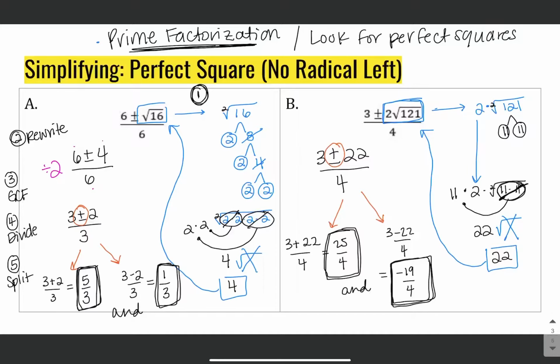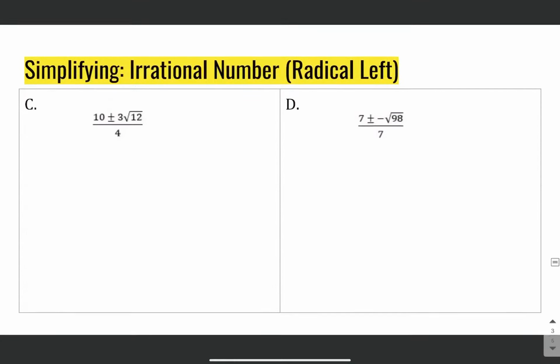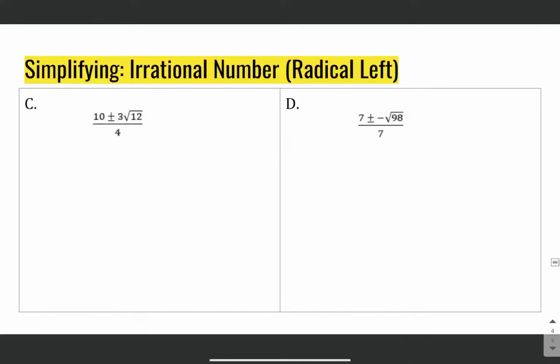All right, next we're going to look at some problems where we have a radical left over. If you notice again, for these problems, once I simplified the radical, we did not have a radical left over. But in the next ones, we're going to have a radical left over. These are called irrational because, again, they've got that radical. So let's take a look.